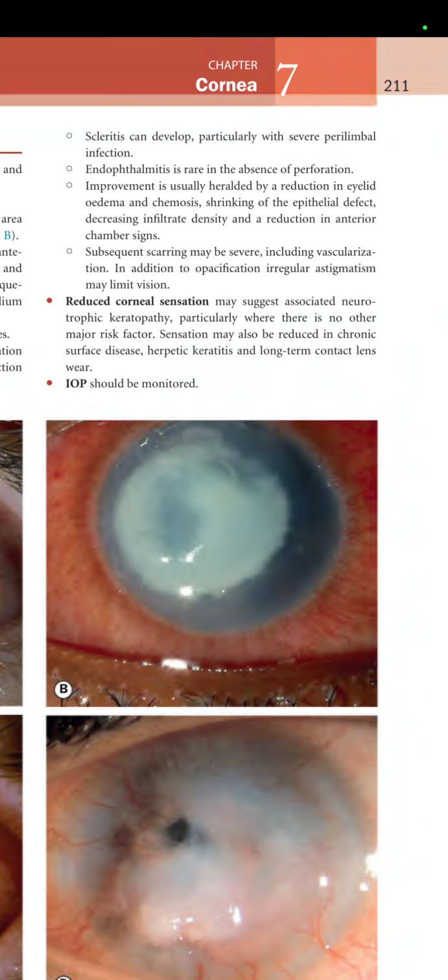Now it is sterile, so this becomes neurotrophic keratopathy, and it is non-healing, particularly when there is no major risk factor. Neurotrophic keratopathy also means that, due to the decreased corneal sensation, there is still a persistent ulcer. Sensation may also be reduced in chronic surface diseases like herpetic keratitis and long-term contact lens wear. IOP should be monitored.